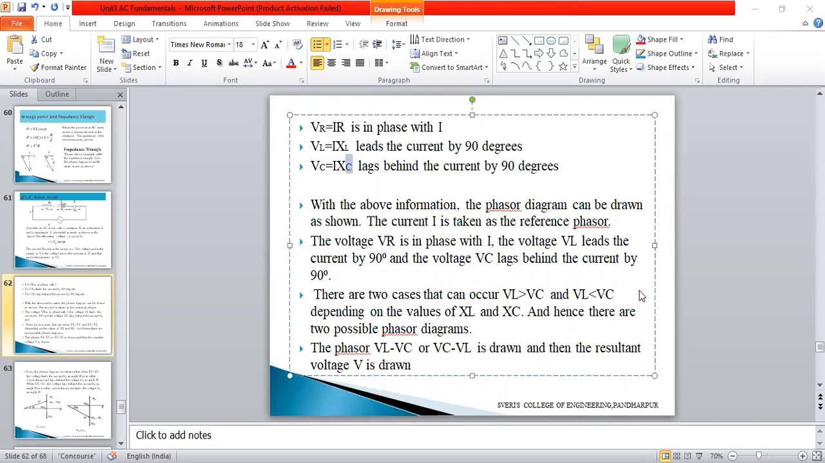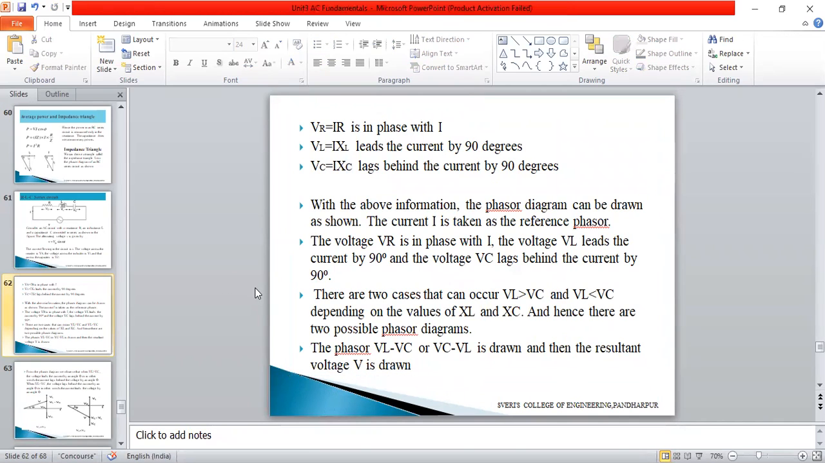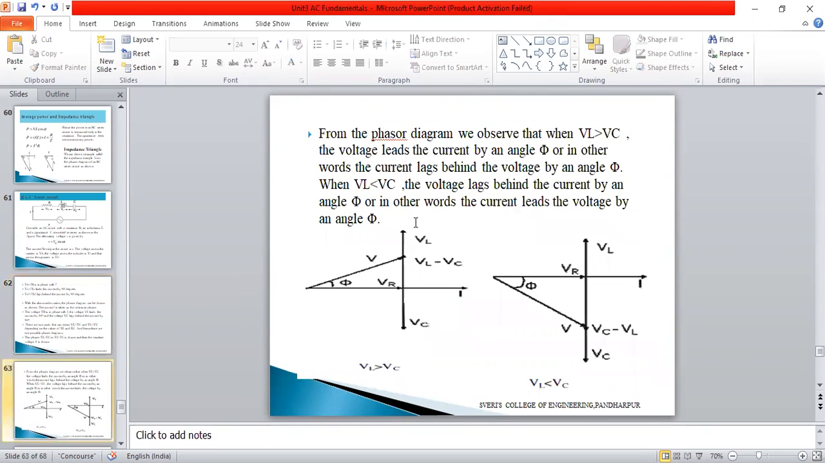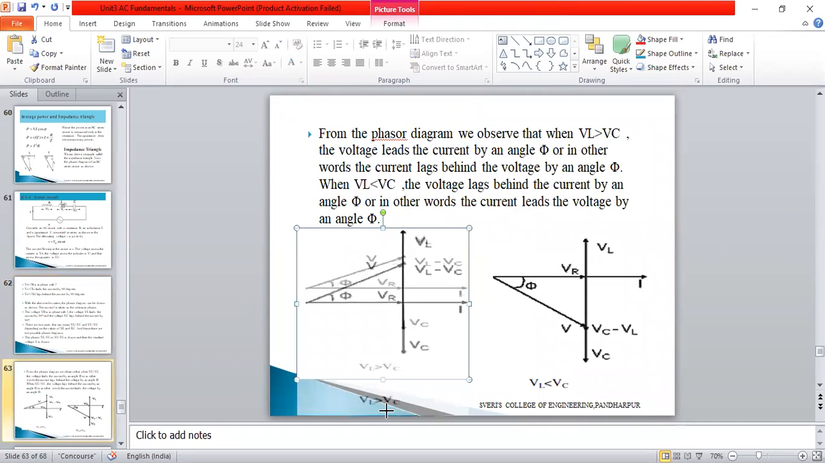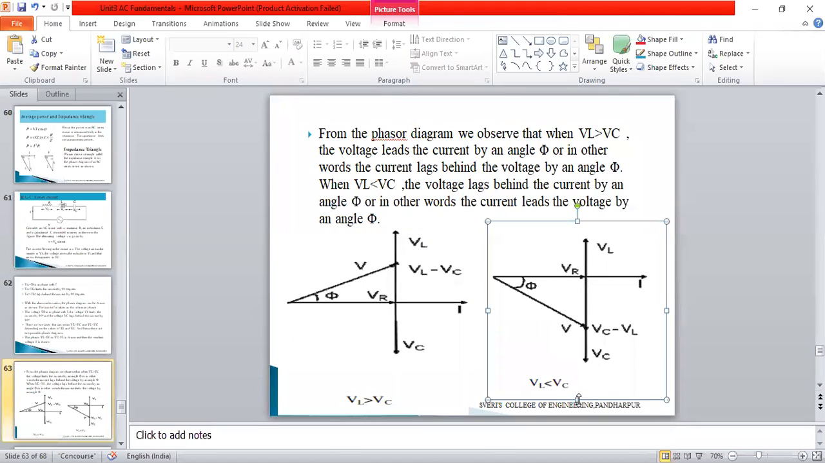One more condition we have to apply here. Based on that, we have to draw the phasor diagram. Two phasor diagrams we have to consider. First, if VL is greater than VC, then what will happen?